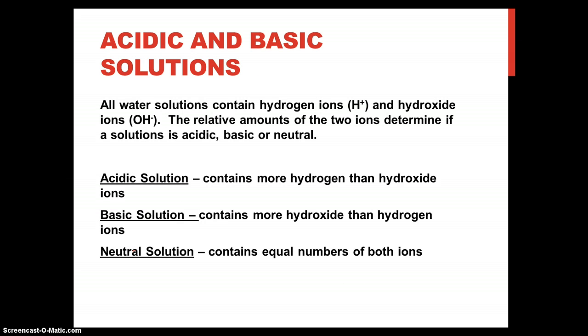Okay, let's talk about what makes a solution acidic or basic. Now, acidic and basic solutions are just that: they're solutions. They're aqueous. They're dissolved in water. And all solutions that are dissolved in water contain hydrogen ions, which is H+, and hydroxide ions, which are OH-. The relative amounts of the two ions help us determine if a solution is acidic, basic, or neutral. So an acidic solution contains more hydrogen than hydroxide ions, and a basic solution is the opposite, contains more hydroxide than hydrogen ions. In a neutral solution, like just plain old water, there are equal numbers of both ions, hydrogen and hydroxide. And when we get to pH, we're going to be giving a value to how much hydrogen or hydroxide is in a solution.